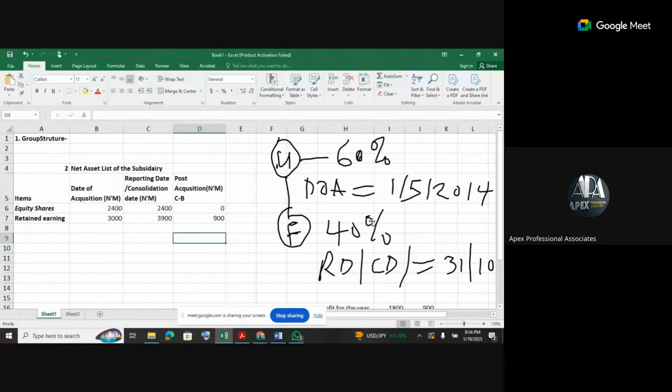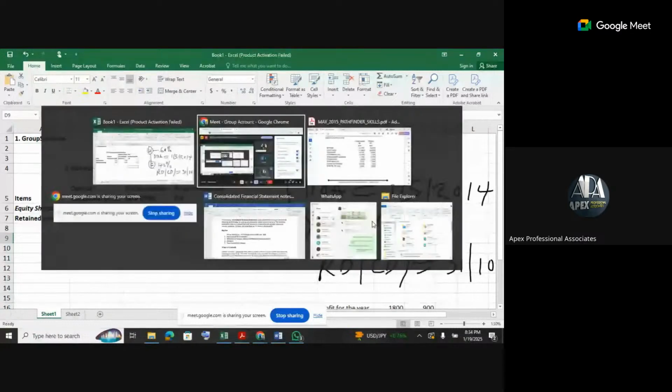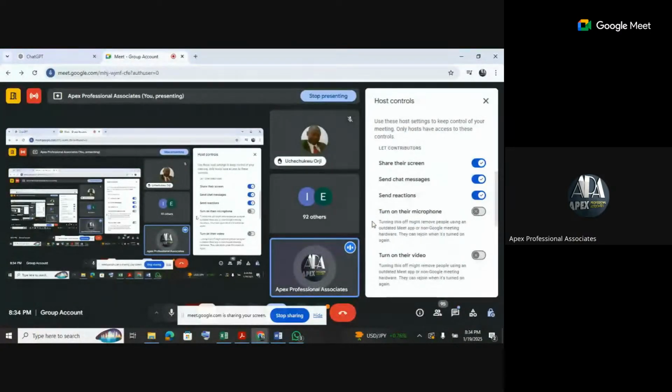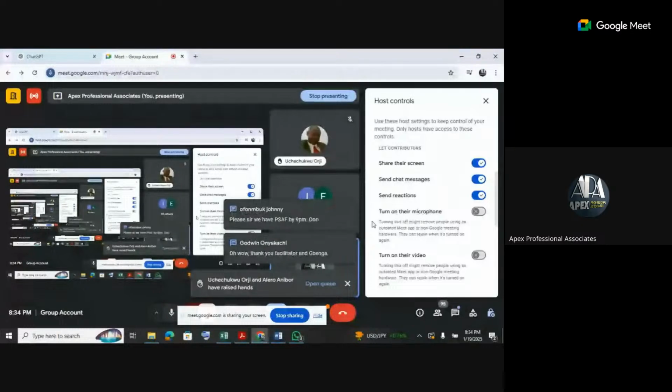If you're able to understand the net asset list, you would have understood how to compute 50% of group account. Because adding line by line is not a problem. But if you're able to solve the net asset list correctly, you have the correct net asset list, I can assure you, calculating the goodwill, calculating the NCI, the retained earnings, all of those things would go very fine.